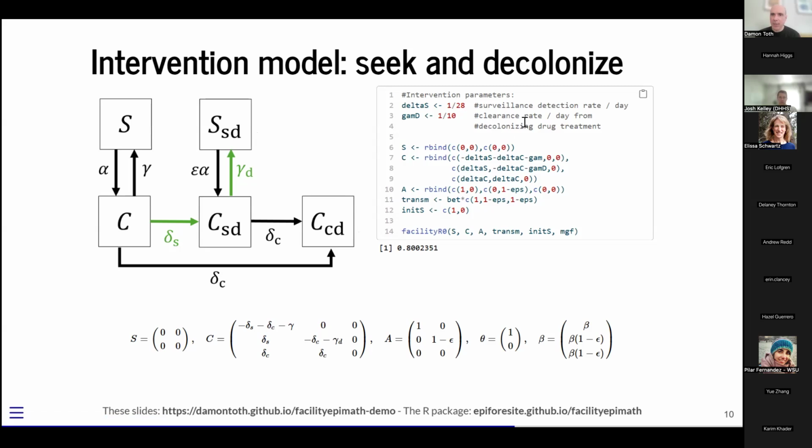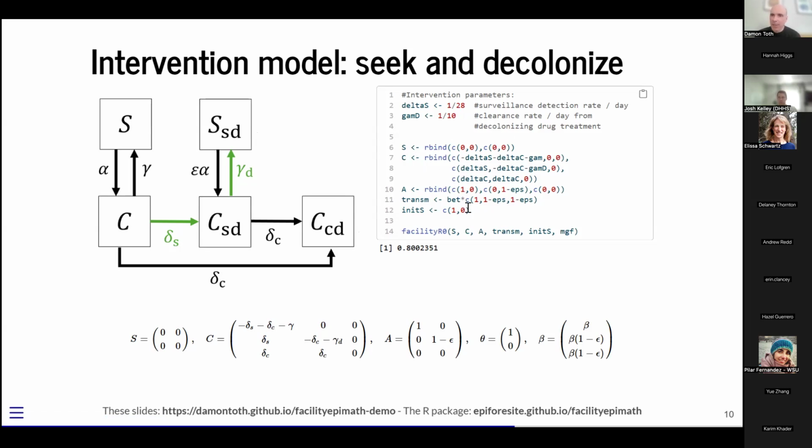I just put in 2 examples here. Surveillance detection rate per day of 1/28, so on average only once every 4 weeks. And then a clearance rate of 1/10, which would be an average decolonization time of 10 days, which is a lot faster than the natural rate. Patients can naturally carry these organisms for a year or even longer.